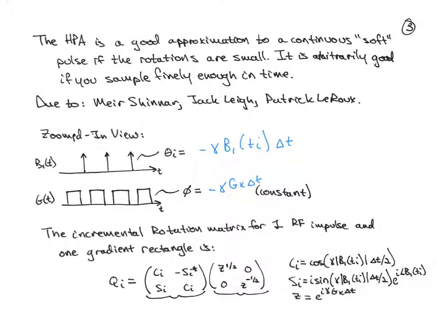Since now they're happening at different points in time, we can split apart the rotation matrices. And that's what the hard pulse approximation does for us. So we have the rotation matrix due to the RF impulse. Note that because there's no nz component to the RF impulse, the alpha parameter is now real valued, so there's no complex conjugate here anymore. And then the second diagonal matrix is the rotations due to the free or gradient precession.